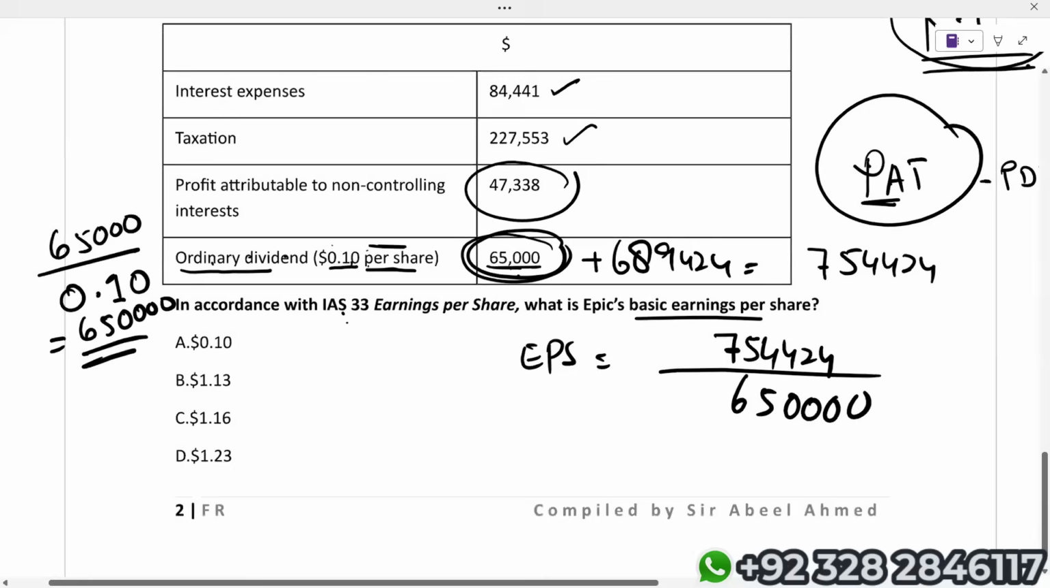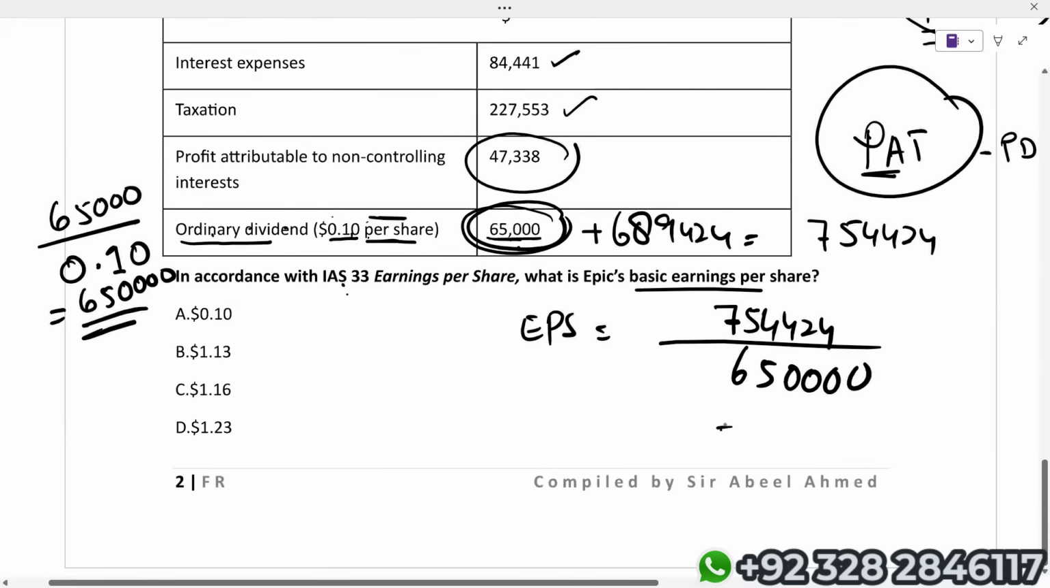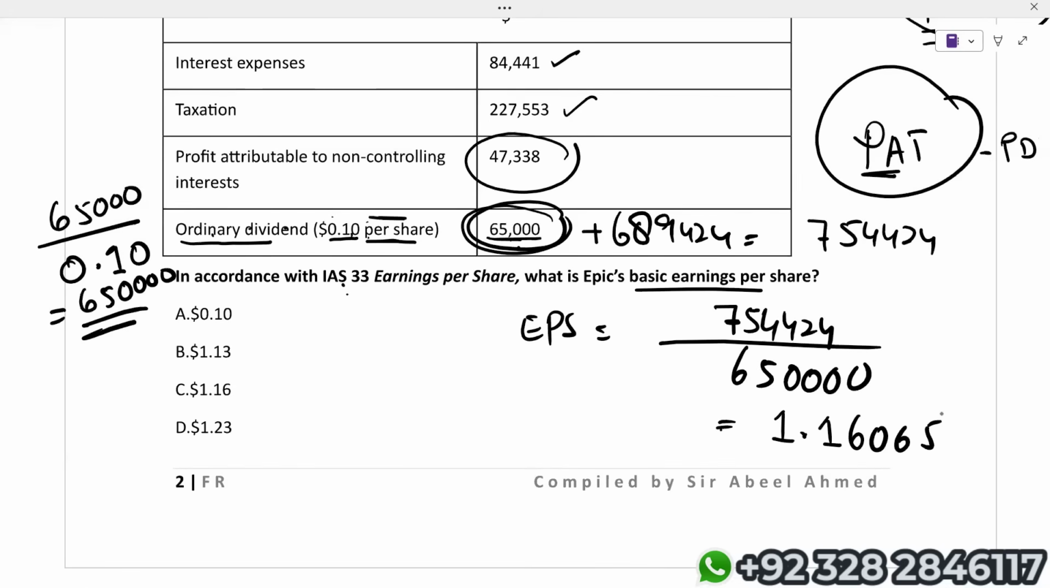Students, I am getting 1.16065 something. Again, if you do not get the exact answer, then always go for the closest one. Can I say the closest one is C? The closest one is C. I hope it is clear to everyone.